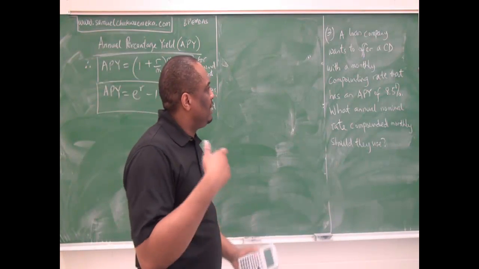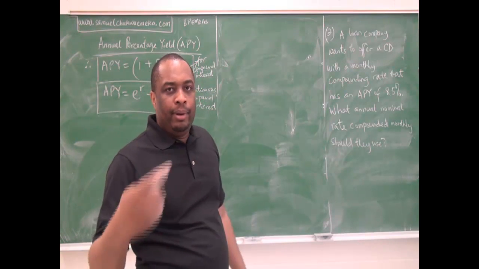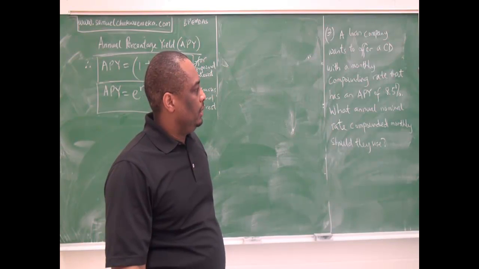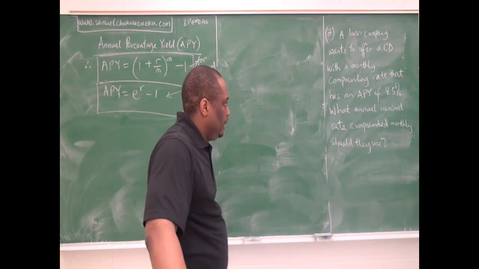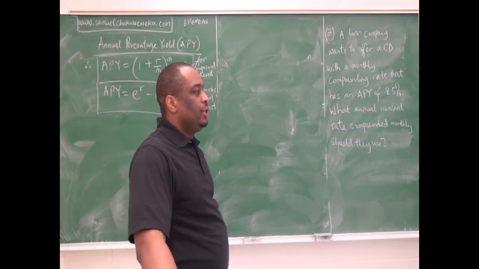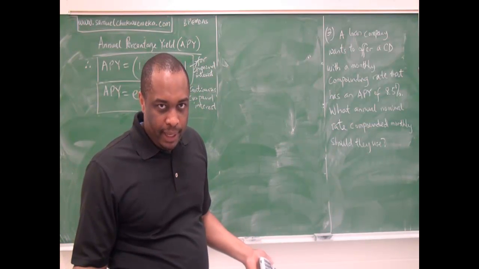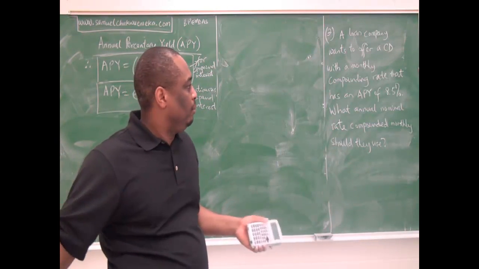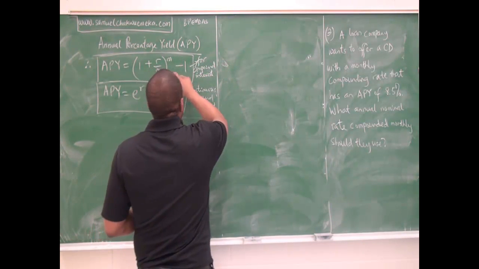Number 3, a loan company wants to offer a CD with a monthly compounding rate, that has an APY of 8.5%. What annual nominal rate, compounded monthly, should they use? So in this case, they gave the APY and they're asking us for the annual nominal rate, which is the annual rate, but compounded monthly. This means that we will not use this, we will use this.